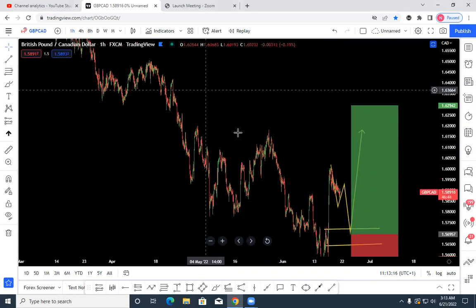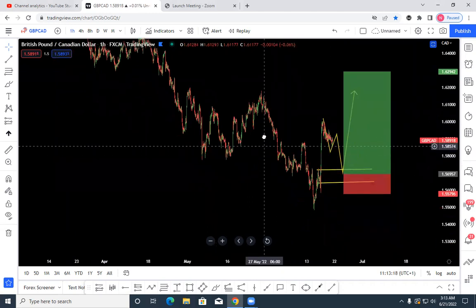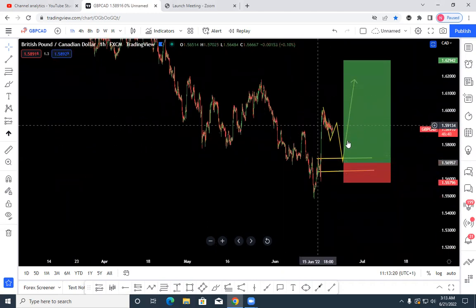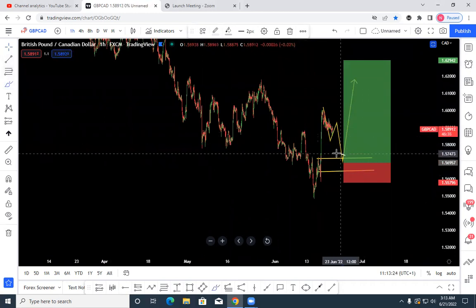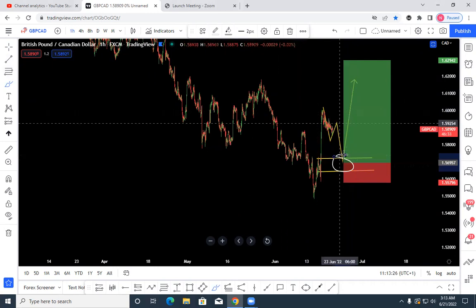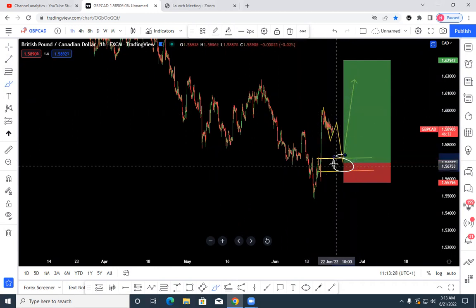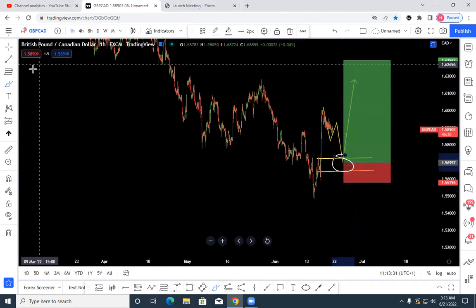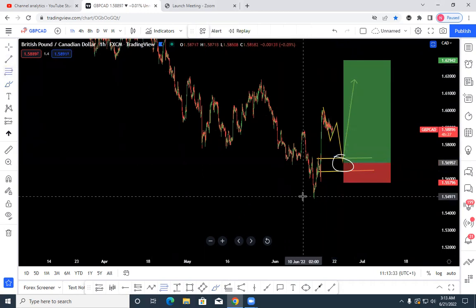GBP/CAD, guys. All right, GBP/CAD has made an impulsive move to the upside. I'm targeting this level, guys, for entry. So we're just waiting patiently, let this market get to this level, and we'll find entry from there. And of course, you know my rule for my entry.